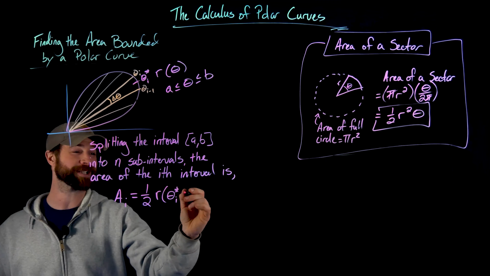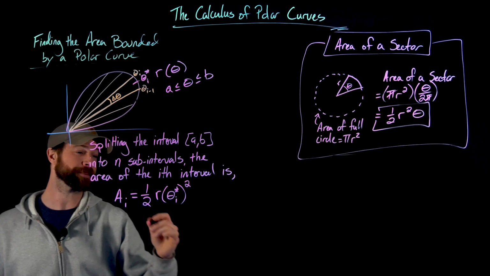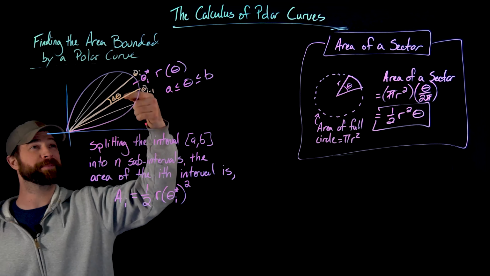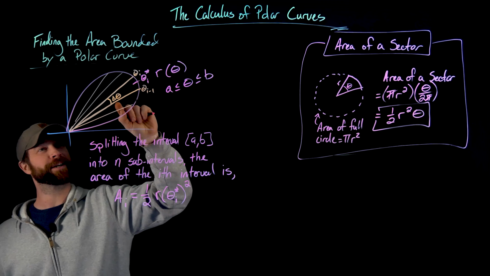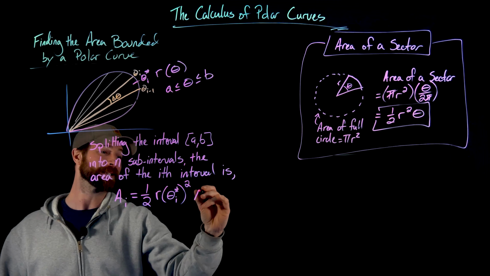Again, the star is just saying any of those points on that interval is just fine for representing the radius of that interval. We are squaring this, that's important, times the size of the angle, but we talked about this for this representative sector. The size of the angle here is just this change in the theta values, the change in the angle, this delta theta.